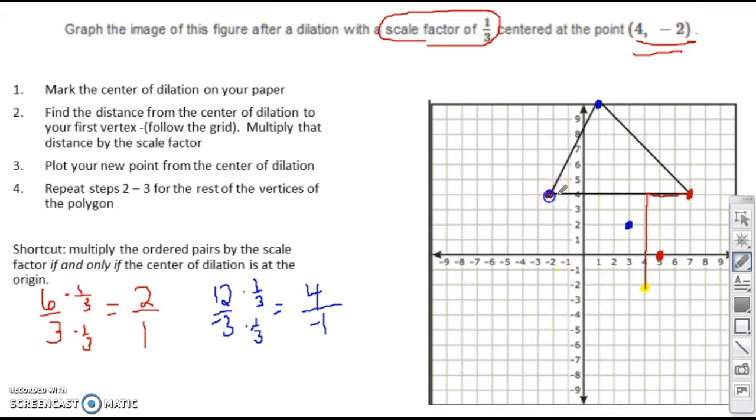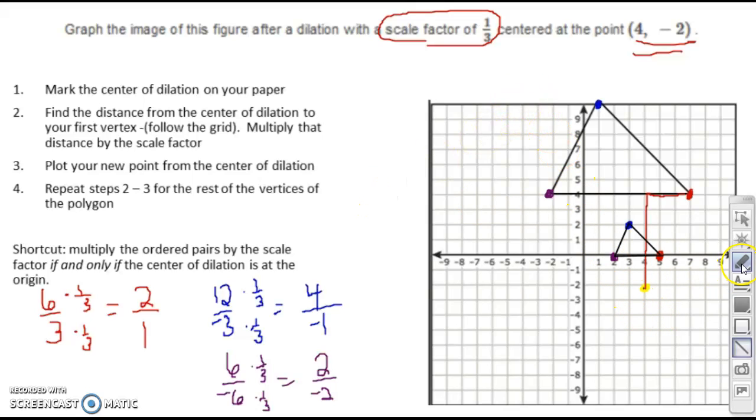And then pick your last vertex, start from the center, count how you get there. So I go up 6 and then backwards 6. Multiply it by your scale factor. So my new distance would be up 2 and backwards 2. And then once you have your 3 new vertices, you can just draw it. And that's 1/3 of its size, centered at 4, -2.